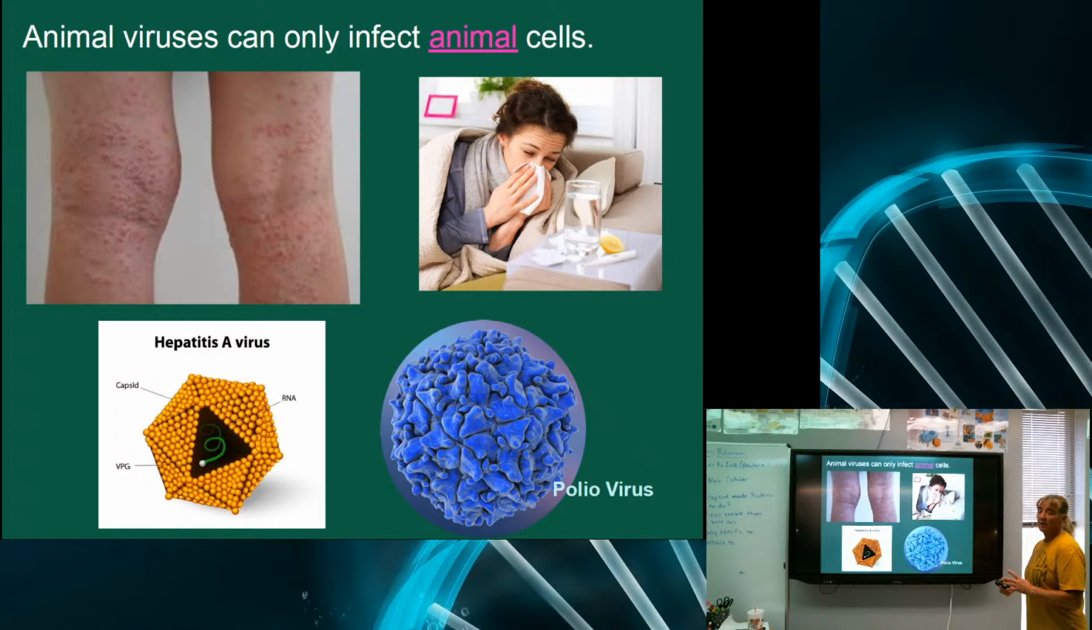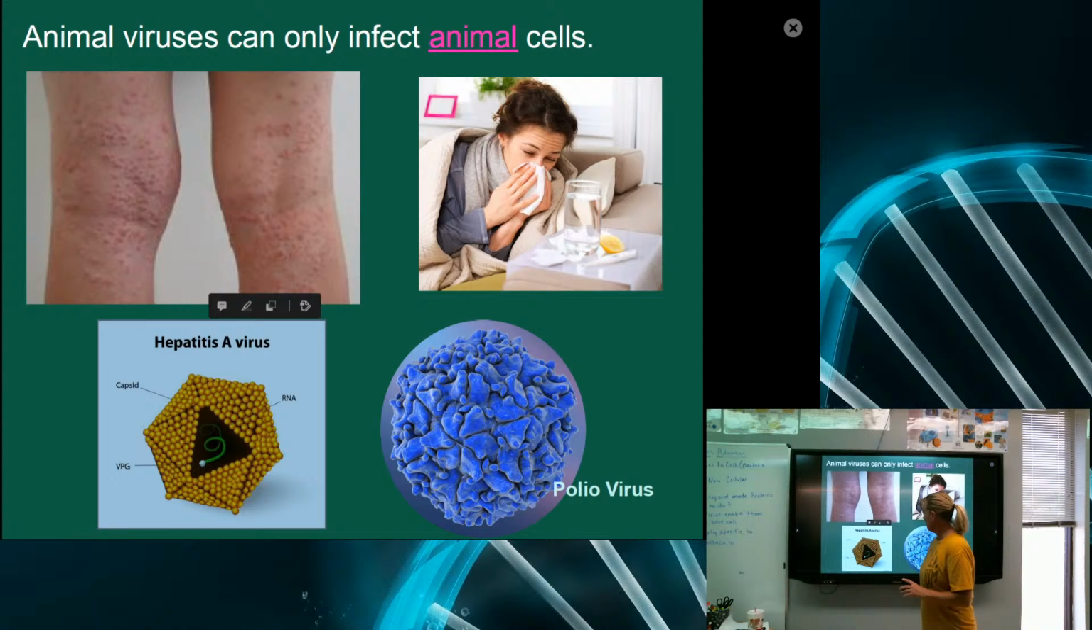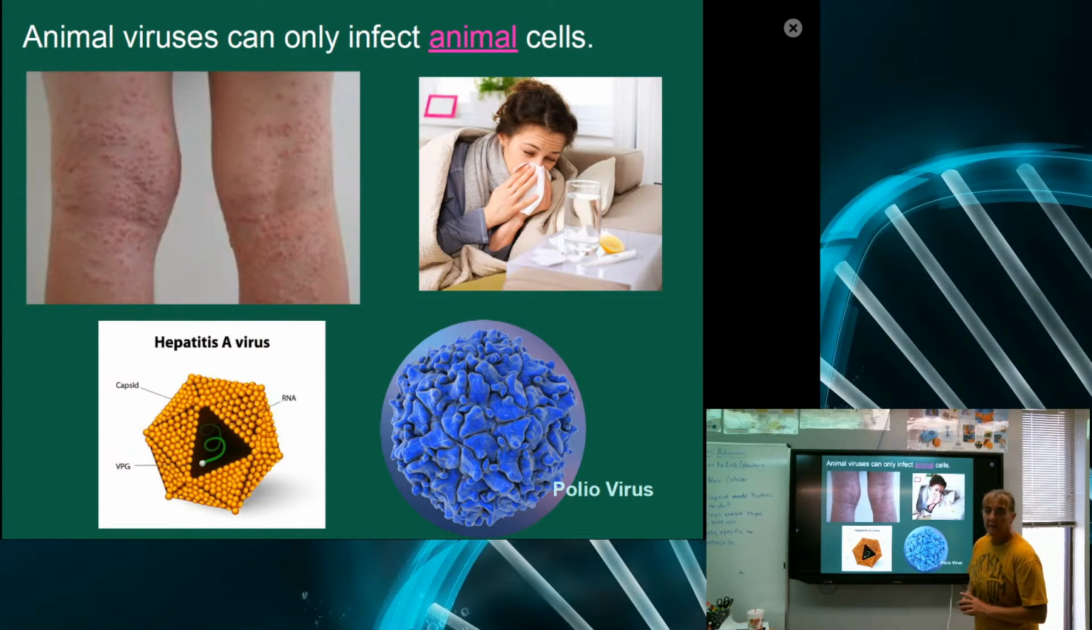Animal viruses can only infect animals. This is a poliovirus. Notice it has the protein coat. There are little extensions. This is the hepatitis A virus. It also has a protein coat and those little extensions, which attach to specific cells. Then here's your little squiggly. That's your DNA or RNA.